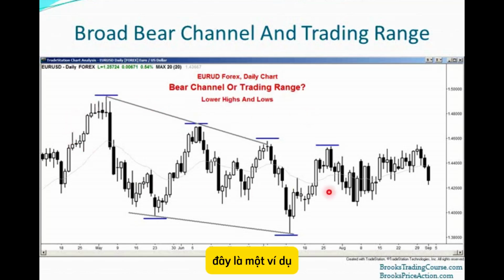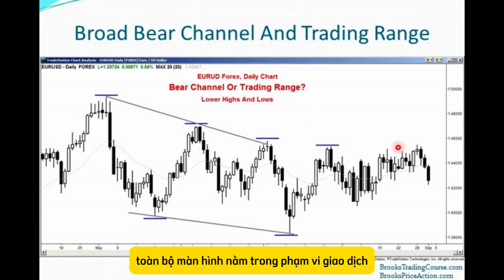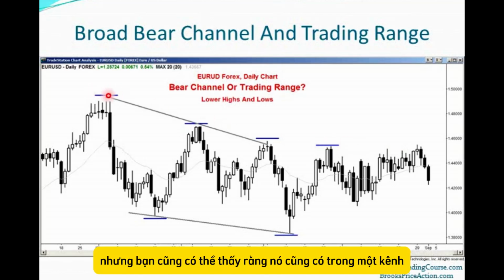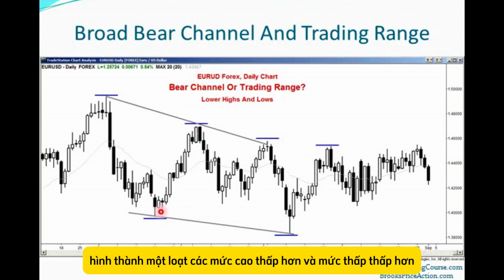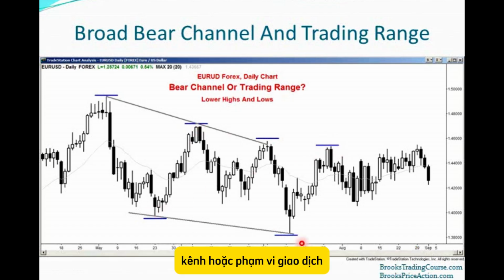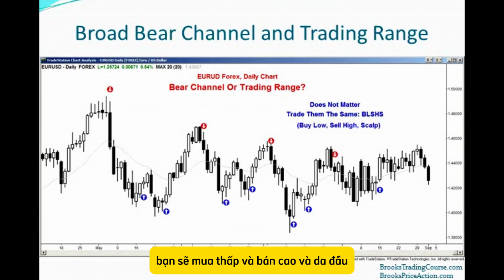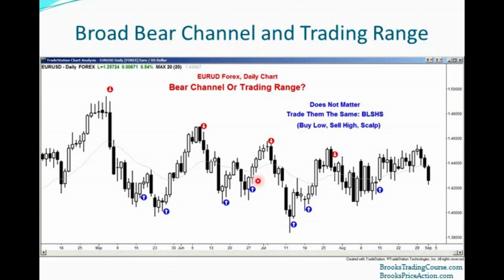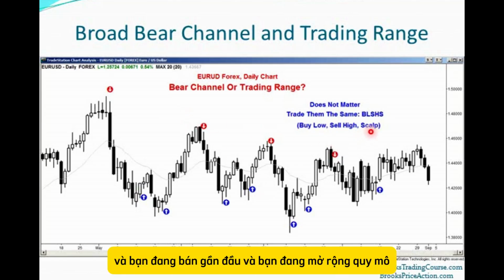Here's an example. The entire screen is in a trading range, but you can also see that it's in a channel as well, forming a series of lower highs and lower lows. It doesn't matter whether you call it a weak bear channel or a trading range. You're going to trade it the same. You're going to buy low and sell high and scalp. So you're buying near the bottom and you're selling near the top and you're scalping.